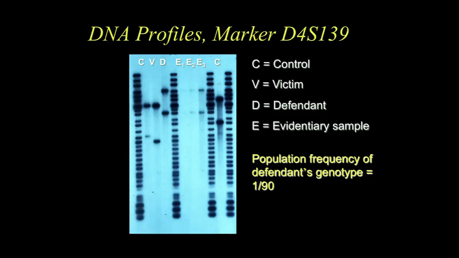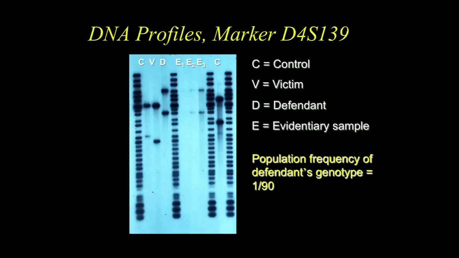So let's look at another marker. D4S139. We see again that the control DNA generates a fragment indicating that the PCR reaction was functioning. The victim's DNA separates into two fragments, as does Michael DeCorso's, but they're of different size than the victim. We see that evidence 2 and 3 from the two rape victims again match those of Michael DeCorso.